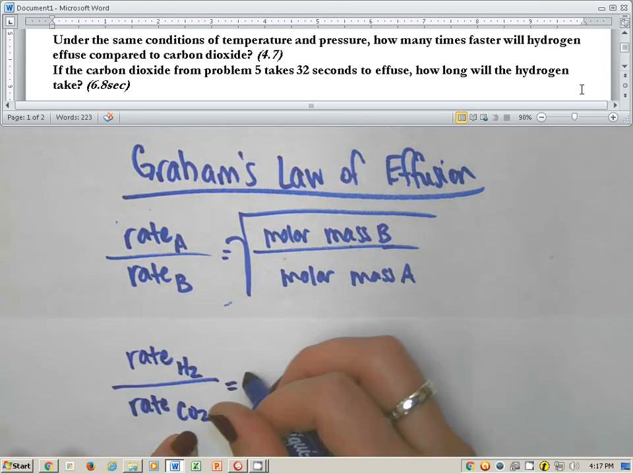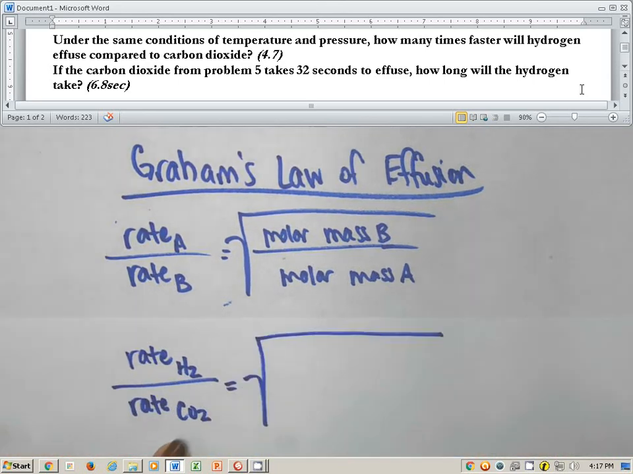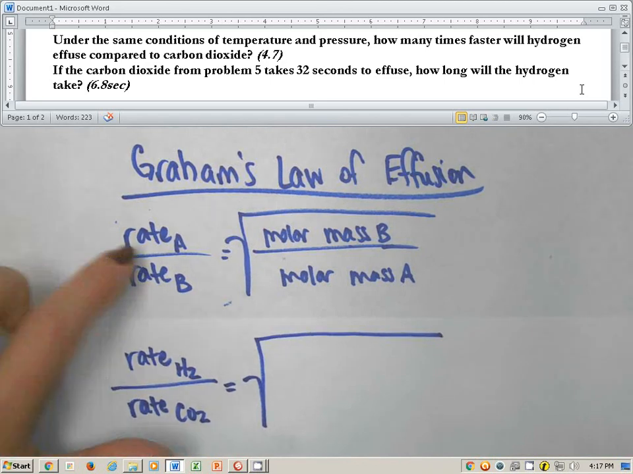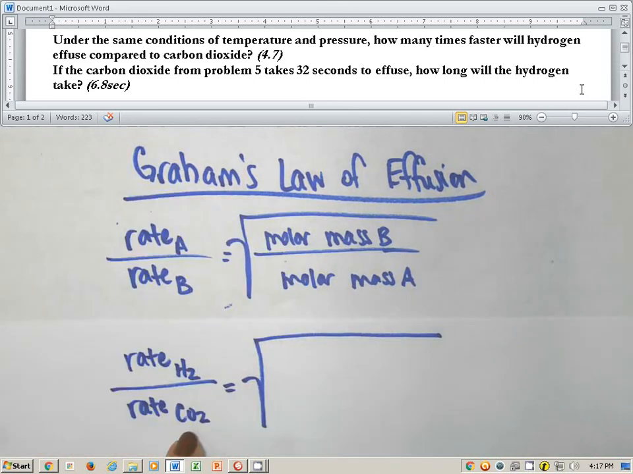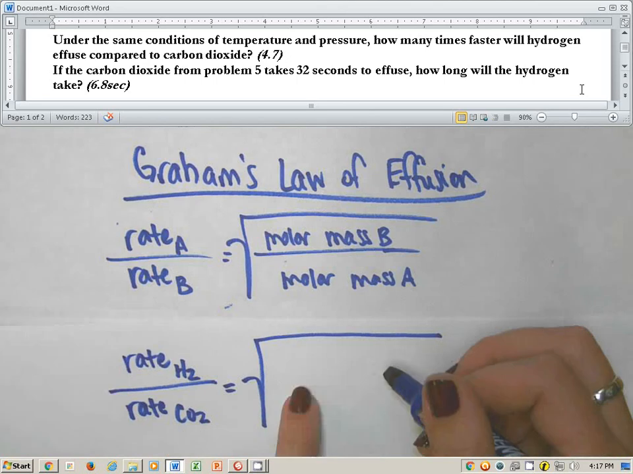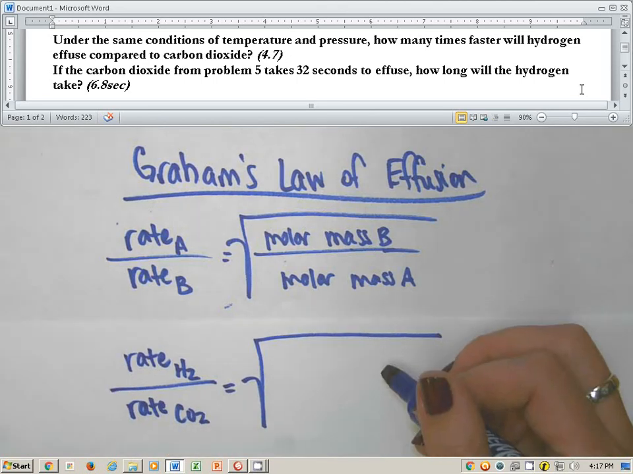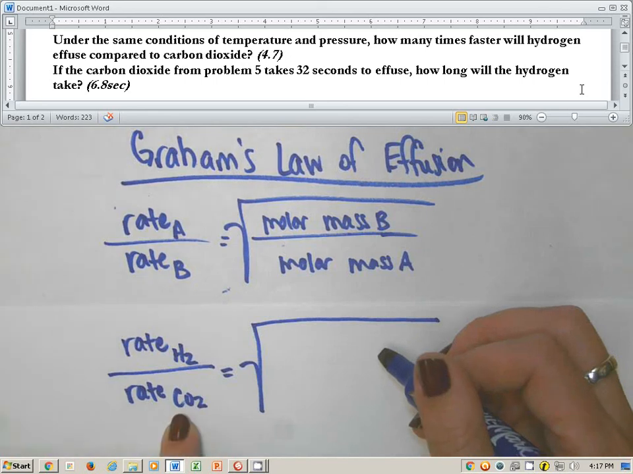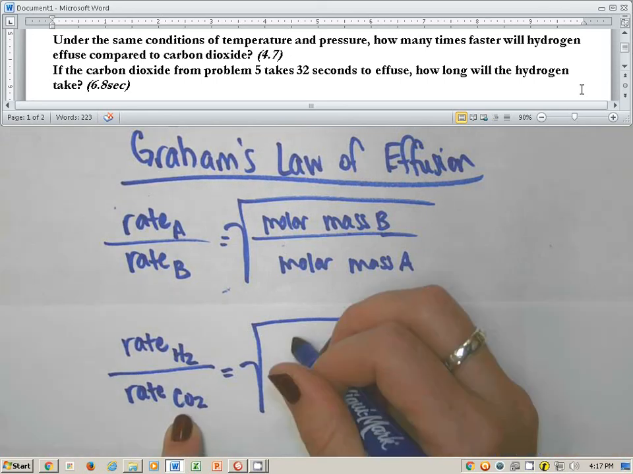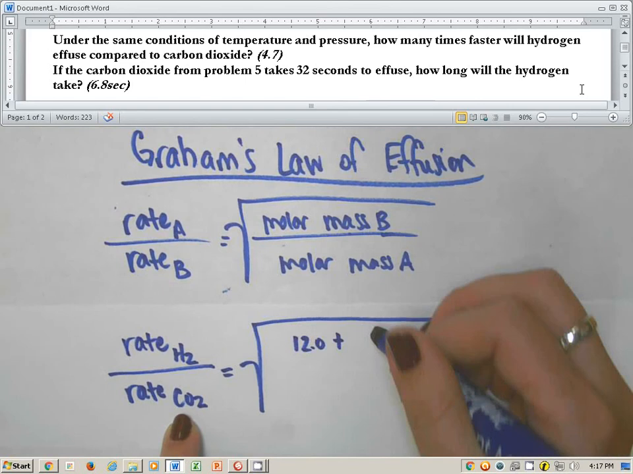Alright, now I wrote this correctly. I did flip them. I know over here it's A on top of B, but over here on the square root side it's B on top of A. So the thing that's on the bottom is going to go up top. I need to find the molar mass of CO2. Well, we've done this in class before. All we have to do is add up the masses off the periodic table. So the mass of carbon's 12, and the mass of oxygen is 16, but there's 2 of them.